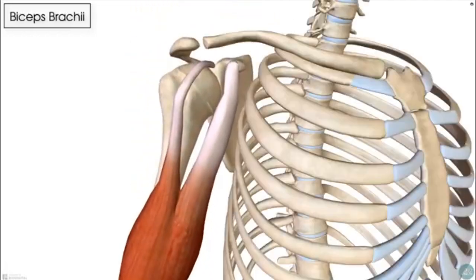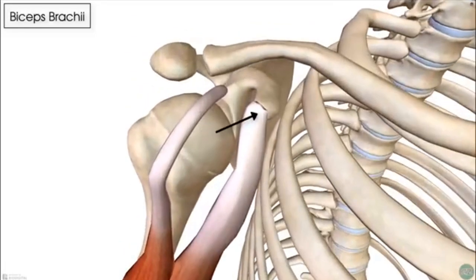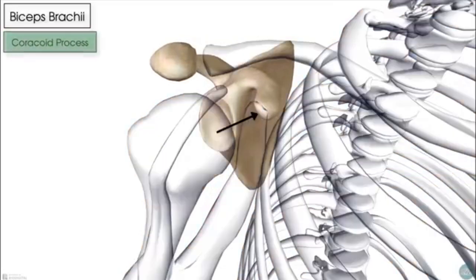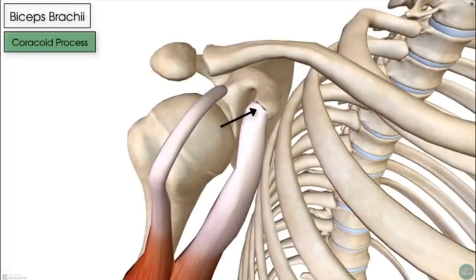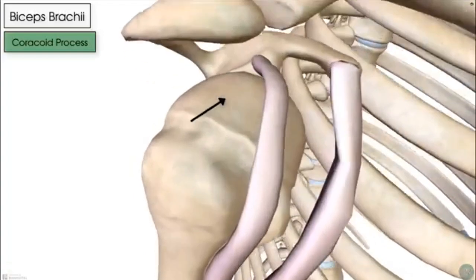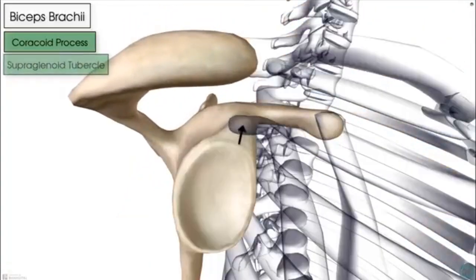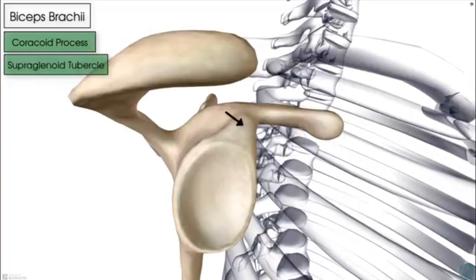So let's begin with its origin. The short head of biceps originates at the coracoid process, and that is this anterior projection that comes off of the scapula. The long head originates at the supraglenoid tubercle. So here is the tubercle just with the biceps removed. The supraglenoid tubercle is found as a bump at the most superior aspect of the glenoid fossa. And the glenoid fossa is on the scapula, and that houses the humeral head to form the shoulder joint.